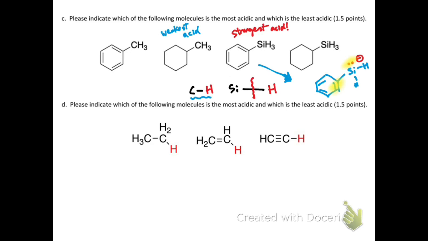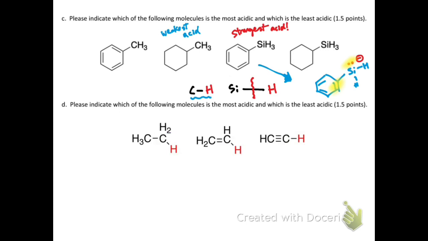Speaking of breaking carbon-hydrogen bonds, it's generally very difficult to do so, but there are ways of making it easier. Enter the trend in D. So all three of these have carbon-hydrogen bonds. So which one is going to be the most acidic?